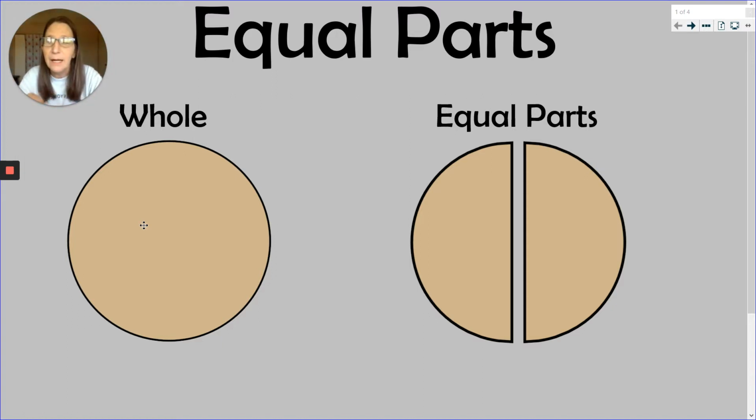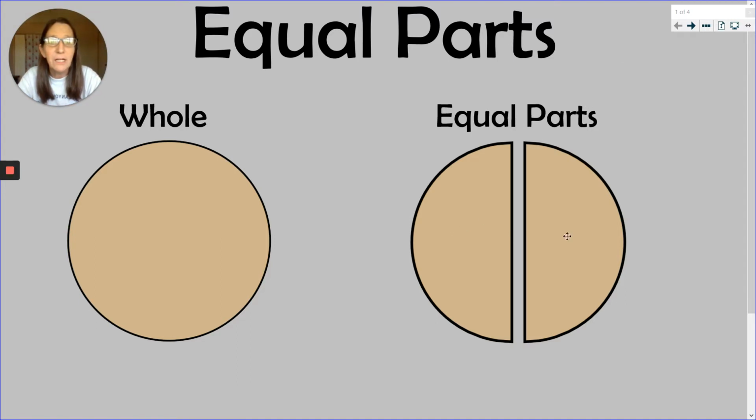That's a cookie. Now, I had a friend come over, and my friend wants to share my cookie with me. So I need to break it in half so that we have equal parts. I want to make sure that I get the same size piece that my friend does. I don't want my friend to get a bigger piece. That wouldn't be fair, now would it? Okay? So when we take a whole and we want to break it into equal parts, equal, if you remember, means the same. So the two parts that I end up with have to be the same.